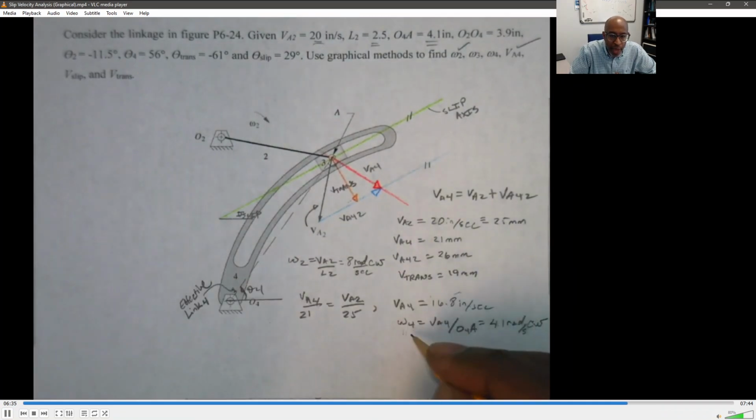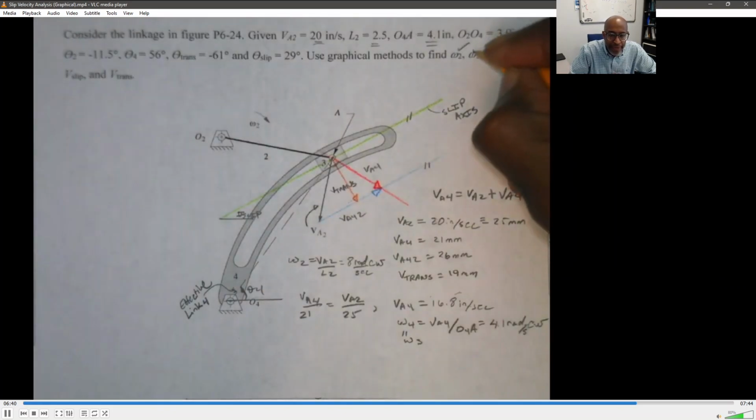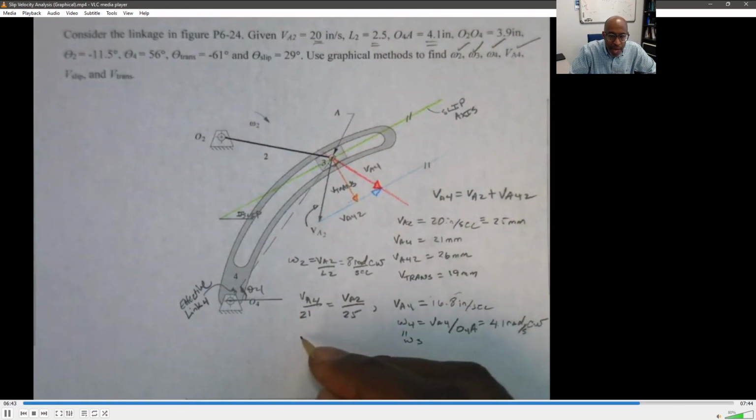And we also have the slider, length 3, inside of length 4, and so they have to have the same angular velocity. Otherwise, the block would break out of the slot.